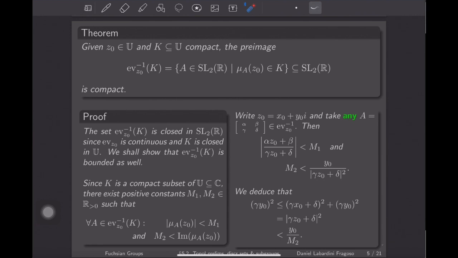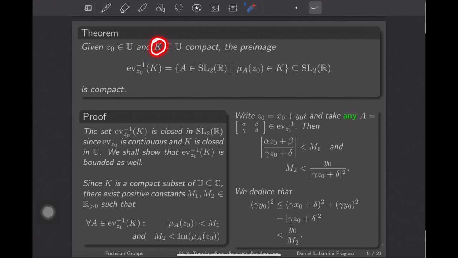So that's the theorem. And the way I'm going to prove it is by showing that this inverse image is both closed and bounded in R2 times 2, right, which is R to the fourth, as we said. And then because the compact subsets of Rn are precisely those that are closed and bounded, then it will follow. So K is compact in U, and U is an open subset of C, or if you want of R2.